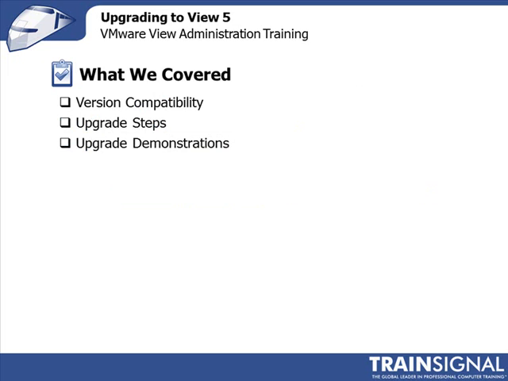So let's wrap up with a quick review of what we've covered. We started off talking about version compatibility between View 5.0 components and previous versions of View. Then we talked about the steps that it takes to upgrade a View environment, starting with verifying the system compatibility with the latest version. Then we talked about what it takes to upgrade the connection and security servers, what it takes to upgrade the transfer servers.